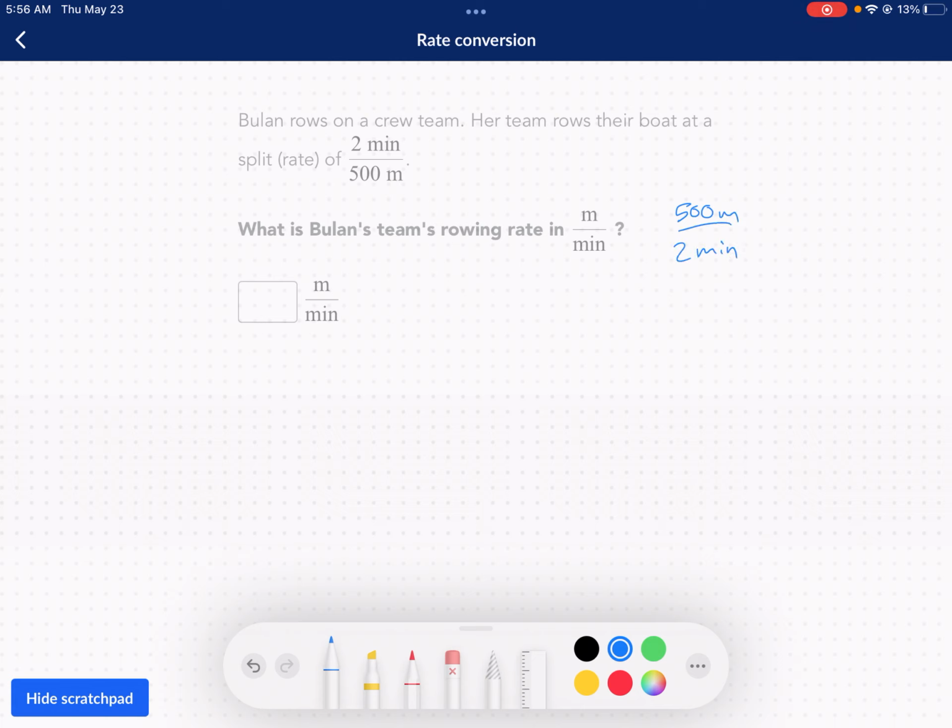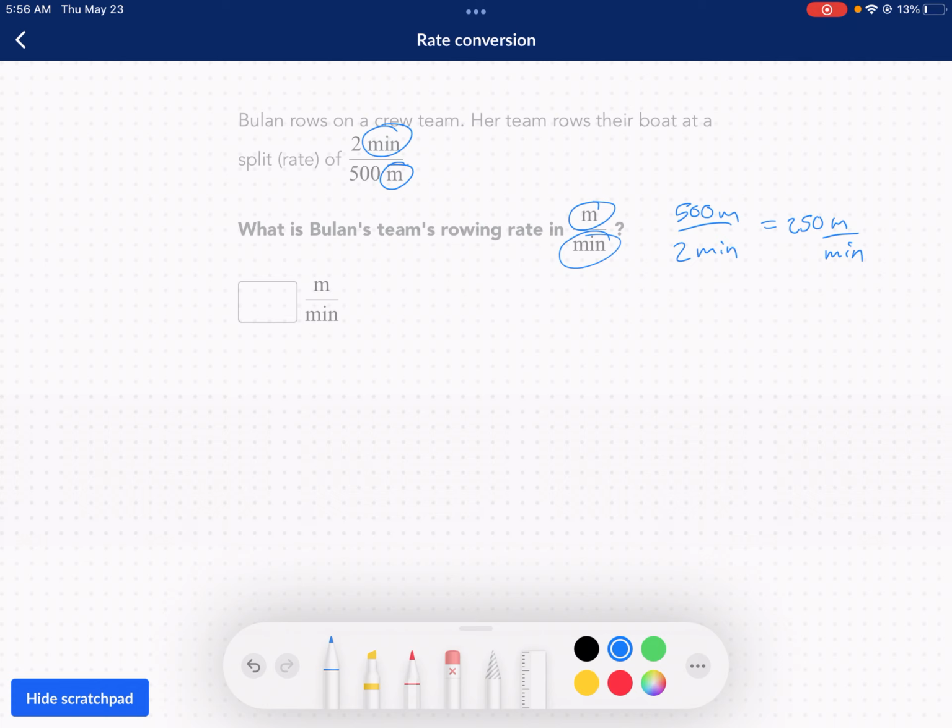And I can just flip it because the units are the same. We have meters here, minutes there, minutes there. There's nothing being converted, actually. So we're just going to flip it. The next thing we're going to do is just divide it. So 500 divided by 2 gives us 250 meters per minute.